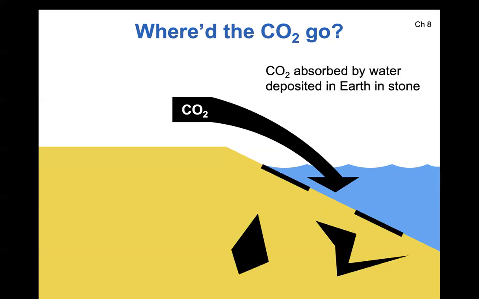So some of the CO2 was absorbed by water. This is deposition in earth, in stone as well. So you have these non-biological processes where CO2 can get absorbed by liquid water. And then when water interacts with certain minerals, it can get deposited in stone.